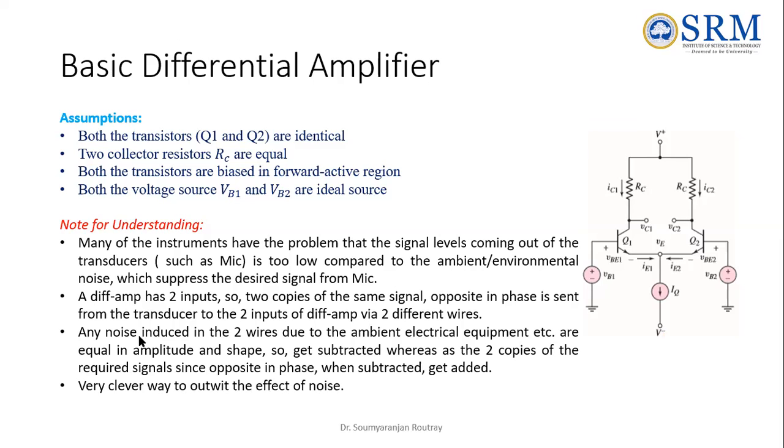Any noise induced in the two wires due to ambient electrical equipment etc. is equal in magnitude and shape. That means it is the same, so it gets subtracted, whereas the two copies of the required signal, since they are opposite in phase with a 180 degree phase shift, will not be subtracted; rather, they will get added. So our output will be the same. Using this circuit very cleverly, we are eliminating our noise.